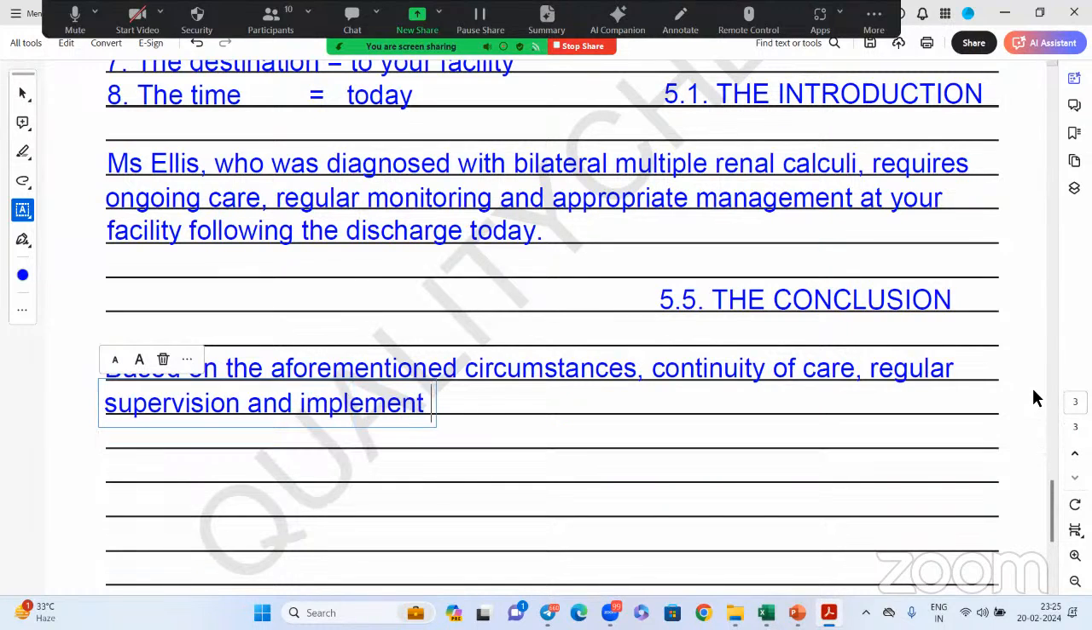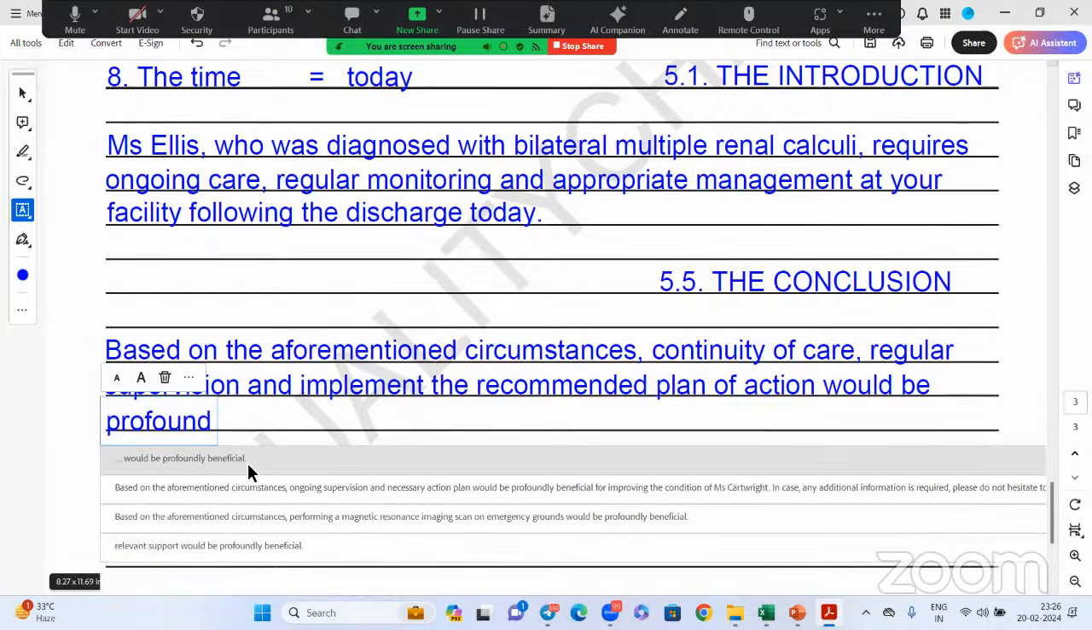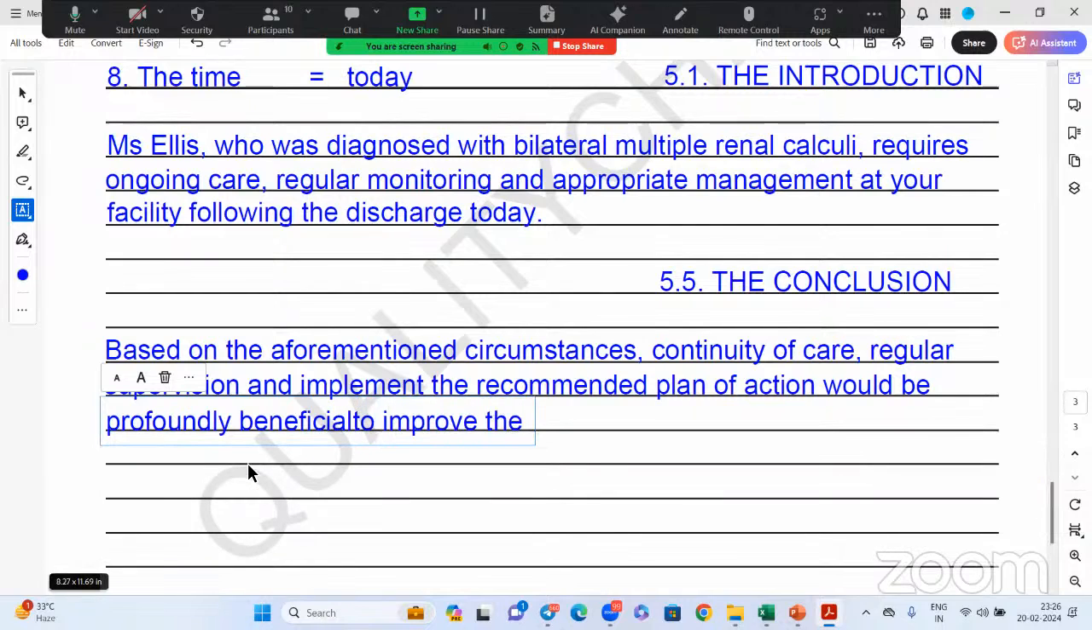implementing the recommended plan of action would be profoundly beneficial to improve the current health condition of Miss Ellis. Full stop. This is one paragraph only.